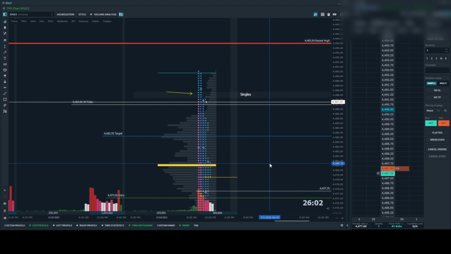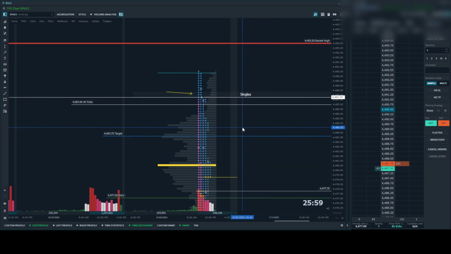And there it took us out for our 40 ticks. So that's a good trade.